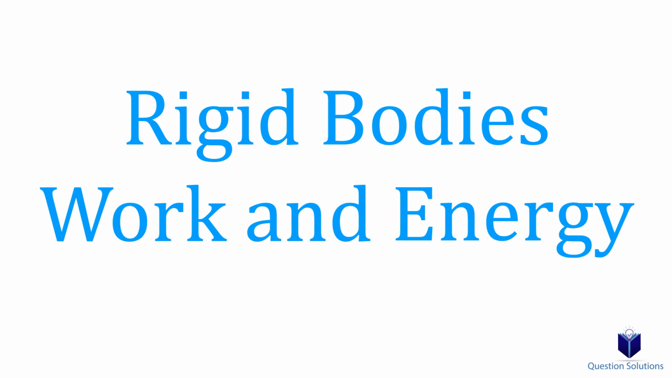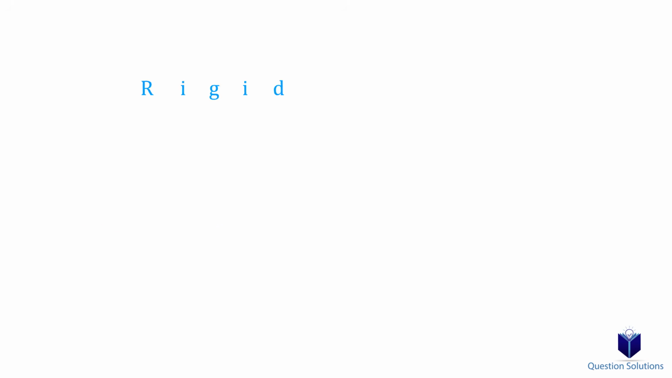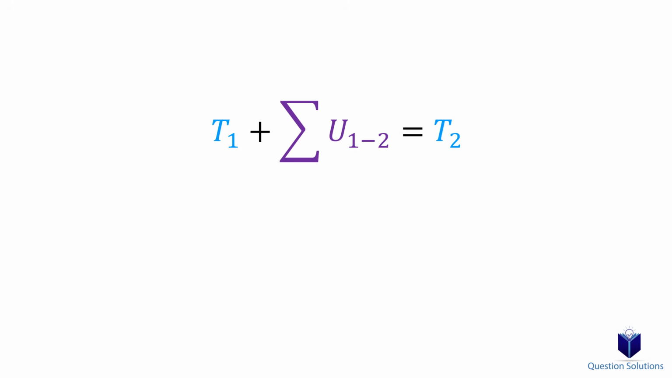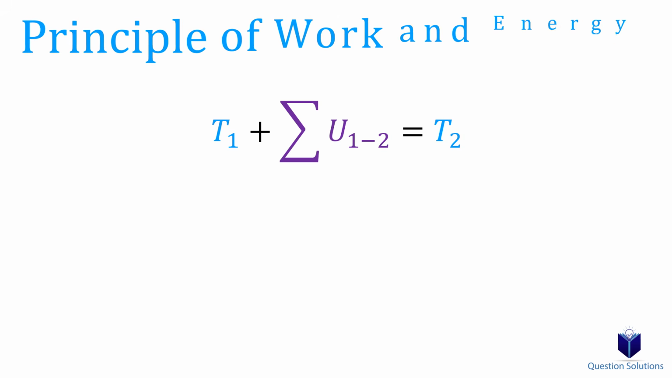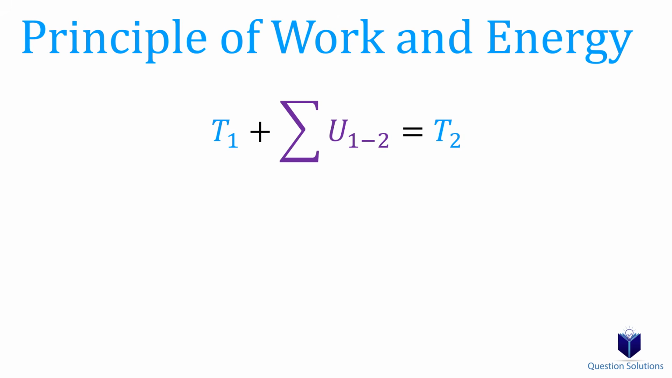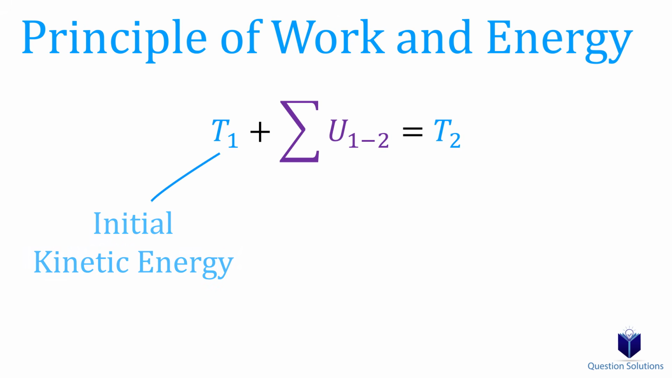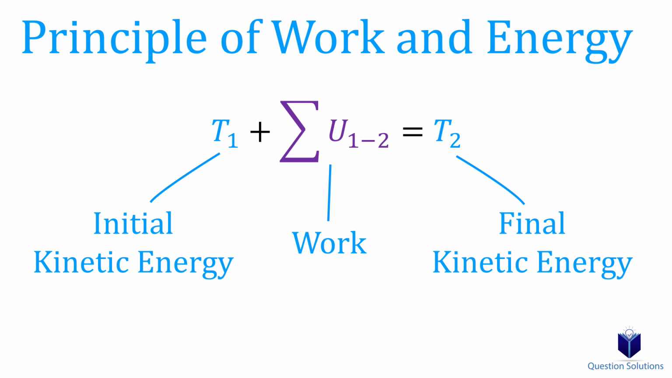Let's take a look at how work and energy affects rigid bodies. The big equation we use is called the principle of work and energy equation. It has three parts: the initial kinetic energy, the sum of all the work that's being done by the forces affecting the object, and lastly, we have the final kinetic energy. Let's break down each component.